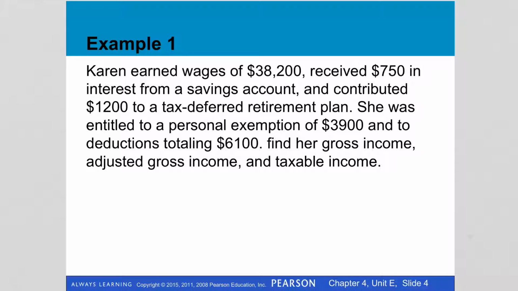Example 1 says, Karen earned wages of $38,200, received $750 in interest from a savings account, and contributed $1,200 to a tax-deferred retirement plan. She was entitled to a personal exemption of $3,900 and to deductions totaling $6,100. Find her gross income, adjusted gross income, and taxable income.